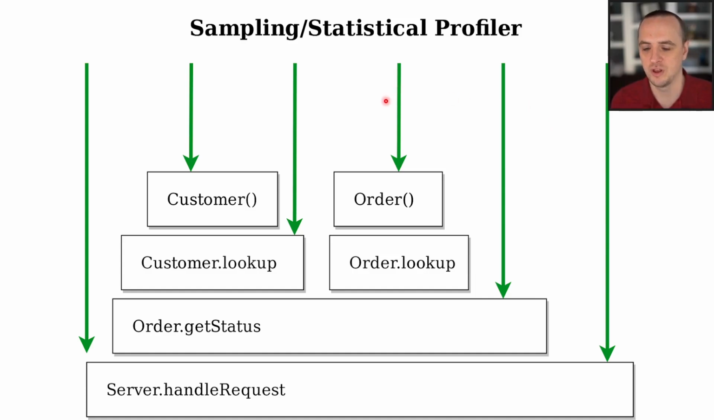So for example, I was in the order function one of those times. I was in the lookup function one of those times. So we can see how often we were in a particular function divided by the number of times that we polled, and we can draw some conclusions about which functions took the longest or where we may want to spend some time optimizing.